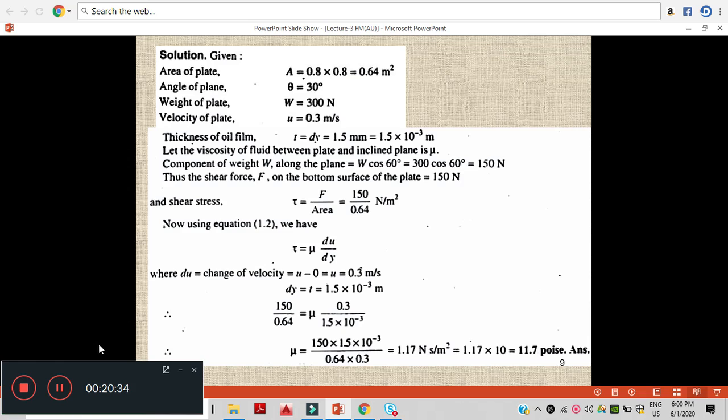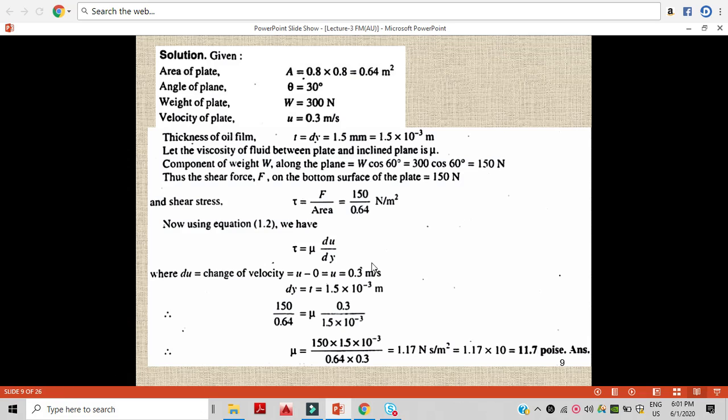Here we will consider Newton's law of viscosity. What is the formula of Newton's law of viscosity? Tau is equal to mu du by dy. Here we have to find the dynamic viscosity, mu. So what other things should we know? We should know the shear stress, the velocity, and the thickness of the film.